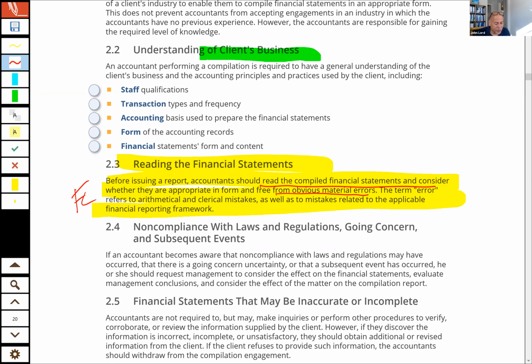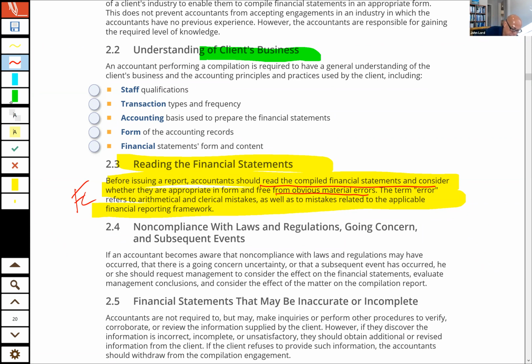And you say, well, what's an obvious material error? Well, I gave you a couple examples. The exam isn't going to ask you, is this an obvious material error? Because that's a matter of judgment, isn't it? So what they're going to say is there is an obvious material error, or what are you trying to do in a compilation? You're looking for obvious material errors, okay? So just go ahead and flashcard that, okay?